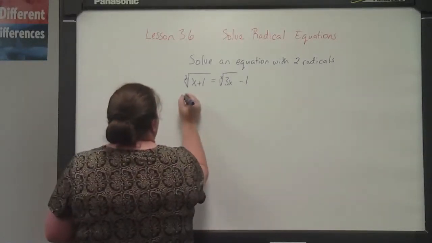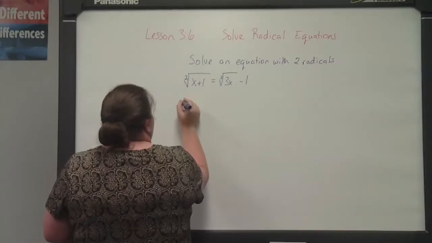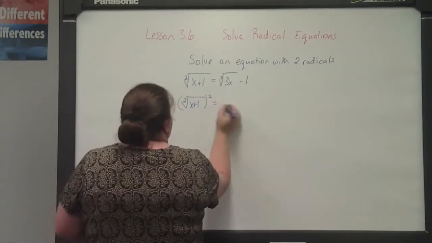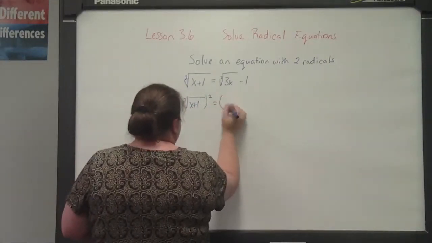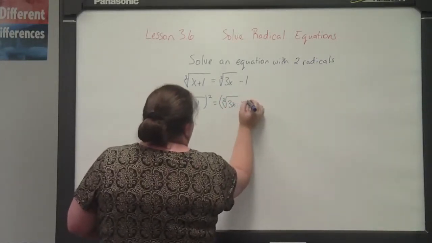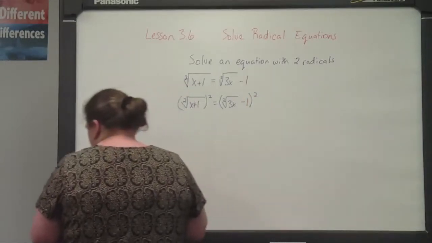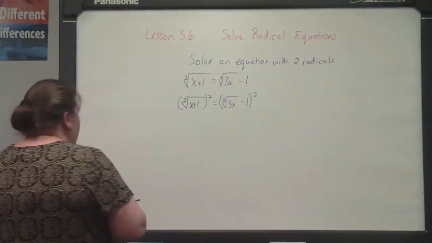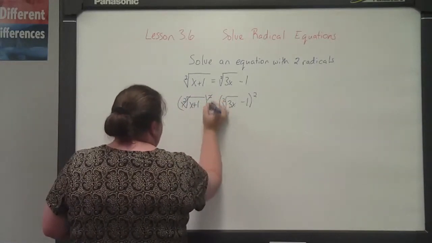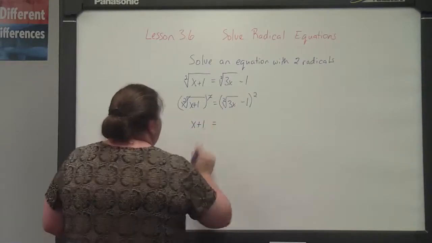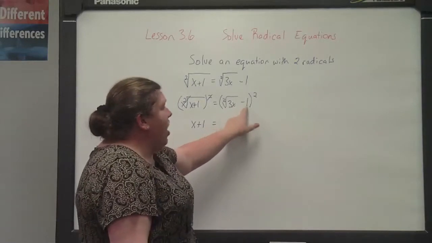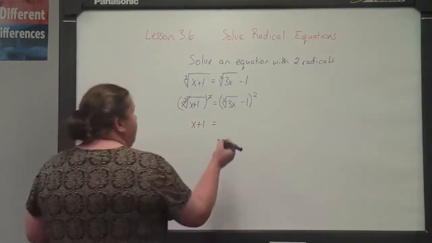And so what I'm going to do is say the square root of x plus 1, squared, equals the square root of 3x minus 1, squared. Now, over here, that lets us know square root cancels out squared, so I have x plus 1. However, we can't do that on this one because we have something that's not under the radical. And so what we have to do is FOIL.